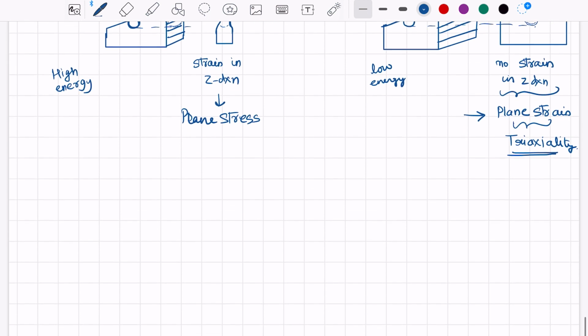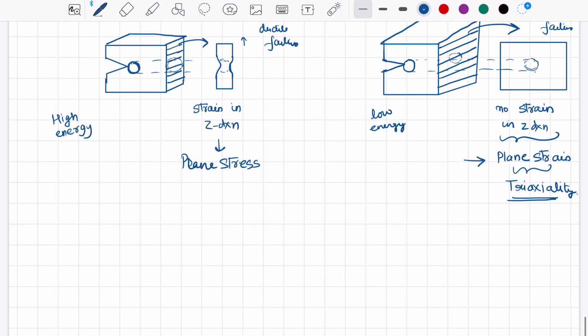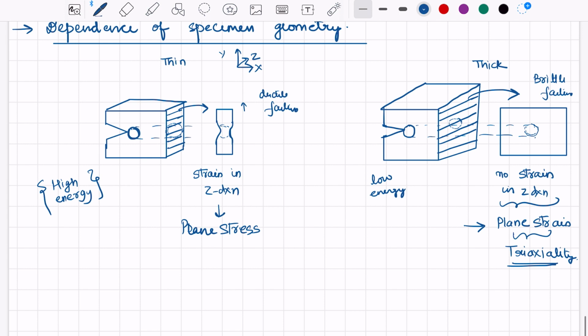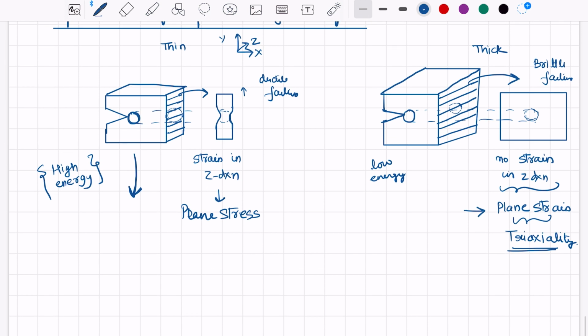Now when you draw, because we have to apply a higher energy to break a thin specimen, this specimen will sustain for a longer time. However, if you want to use a thick specimen, it will have lower fracture toughness. This material will break very early, very soon. In that case, a thicker specimen will be more dangerous.